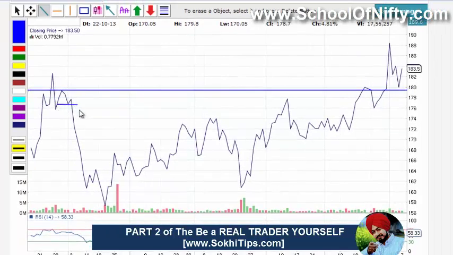So where do you enter? You enter at this point. At this point, when you get the confirmation that the M is being formed, you enter at this point, and your stop loss would be this. And see where it goes. It goes down. That's money, guys. That's some serious money.